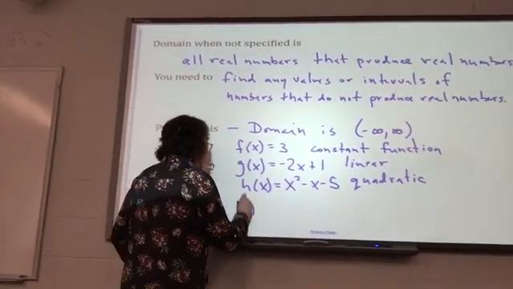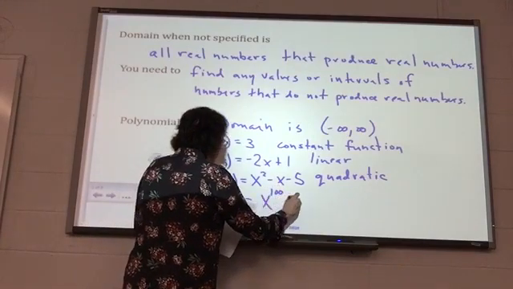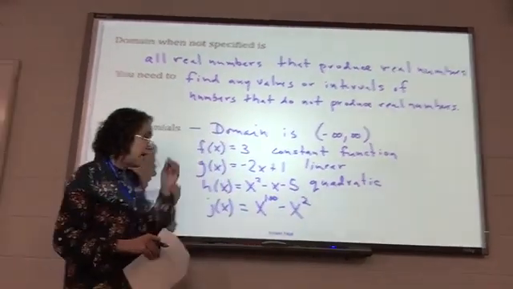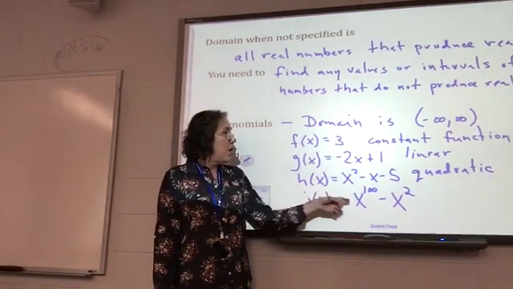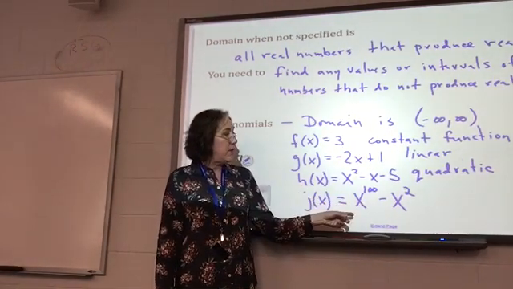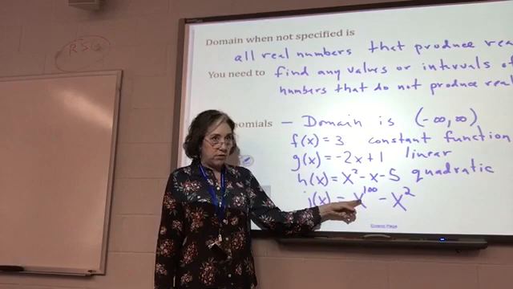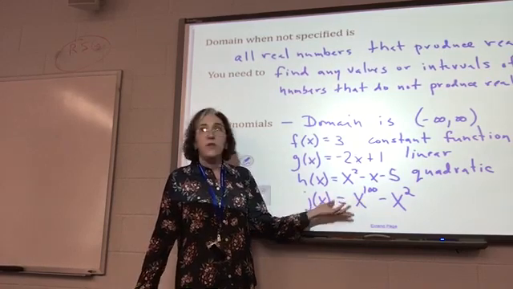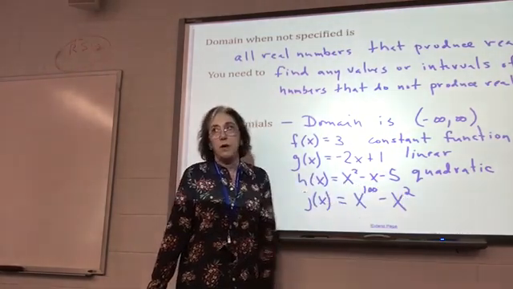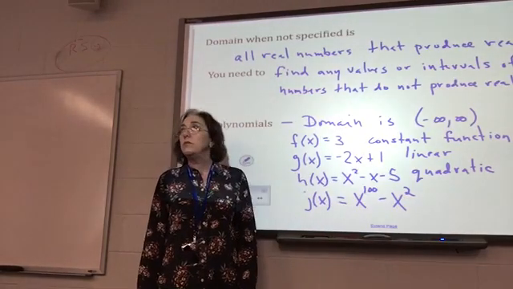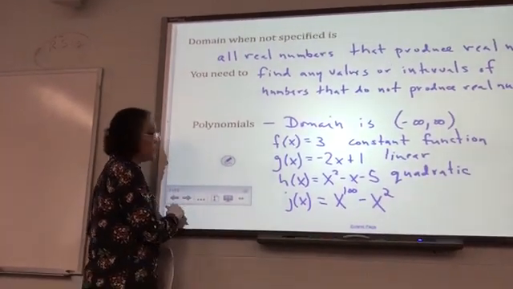And I was just going to give you a crazy example. J of x. What if it was x to the 100th power minus x squared? Okay, we don't really have a name for that kind of a function, but I wanted to point out that this is a polynomial. If you only have one variable, which we do, x, and your exponents are positive integers or counting numbers, then you've got a polynomial. If this exponent was a negative 2, it wouldn't be a polynomial. All right? So all of those, the domain is all reals.